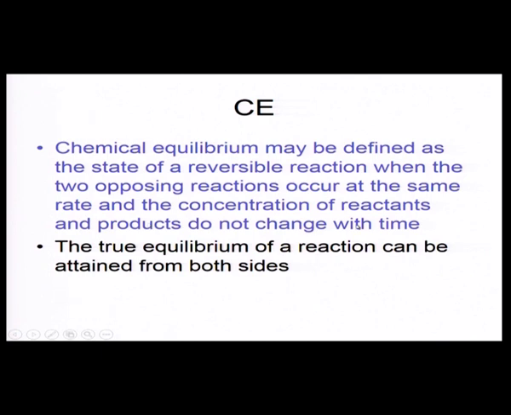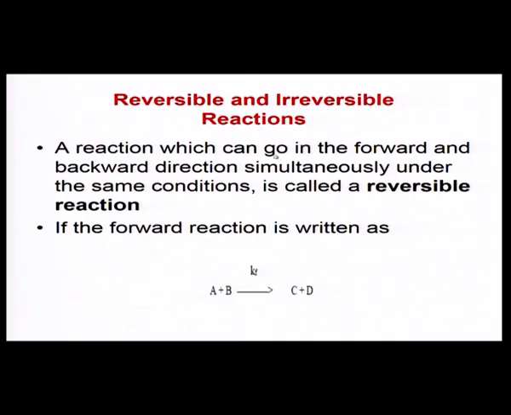So, this is a definition for a particular chemical equilibrium based reaction, in which the forward reaction and backward reaction occur at the same time. That is the reversible and irreversible reactions aspect. And a true equilibrium of a reaction can be attained from both sides, that is from the reactant side as well as from the product side. It is possible to attain the true equilibrium in a particular chemical reaction. In chemical equilibrium, both reversible and irreversible reactions can be dealt with.